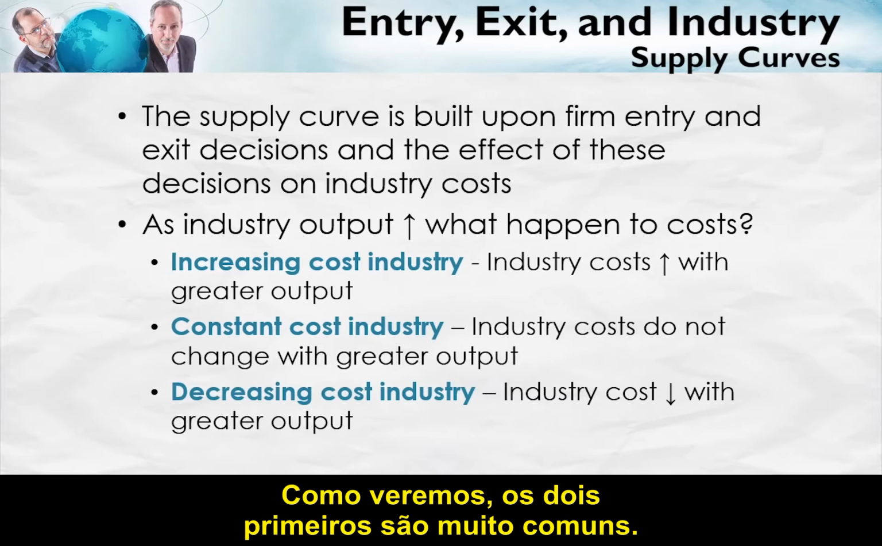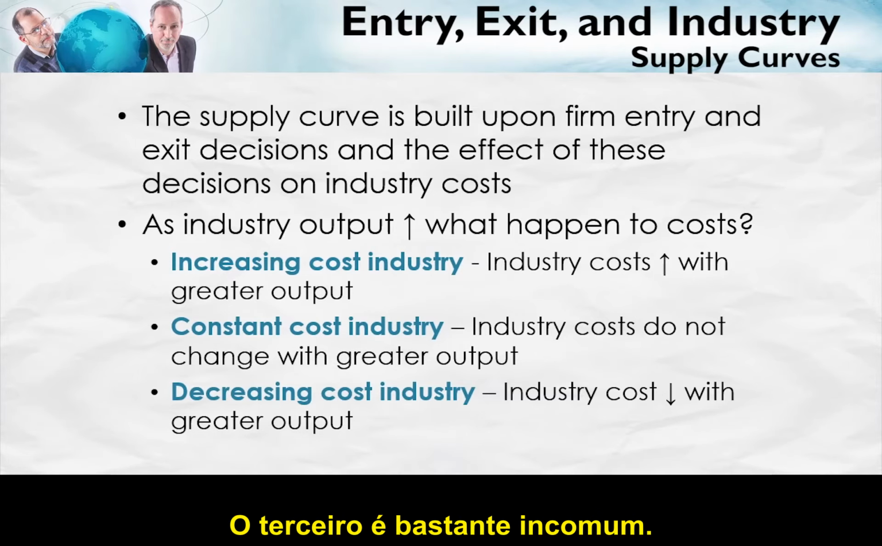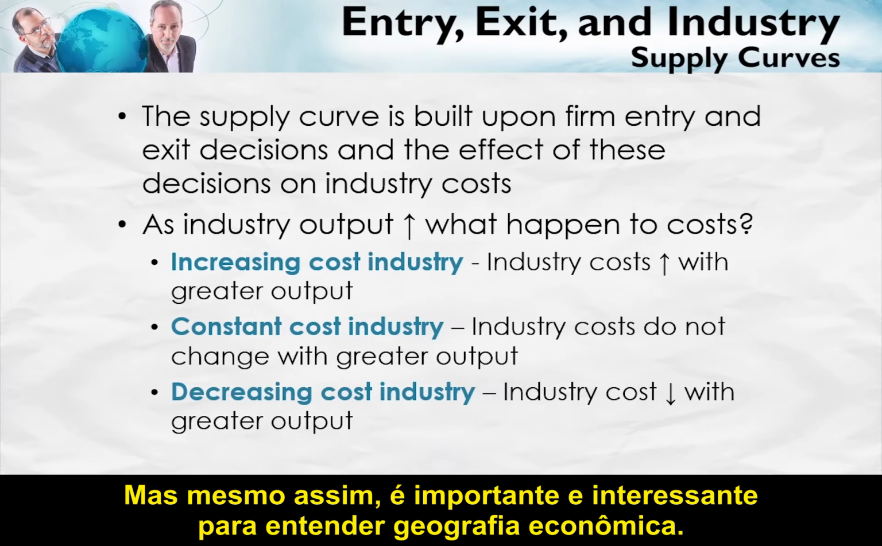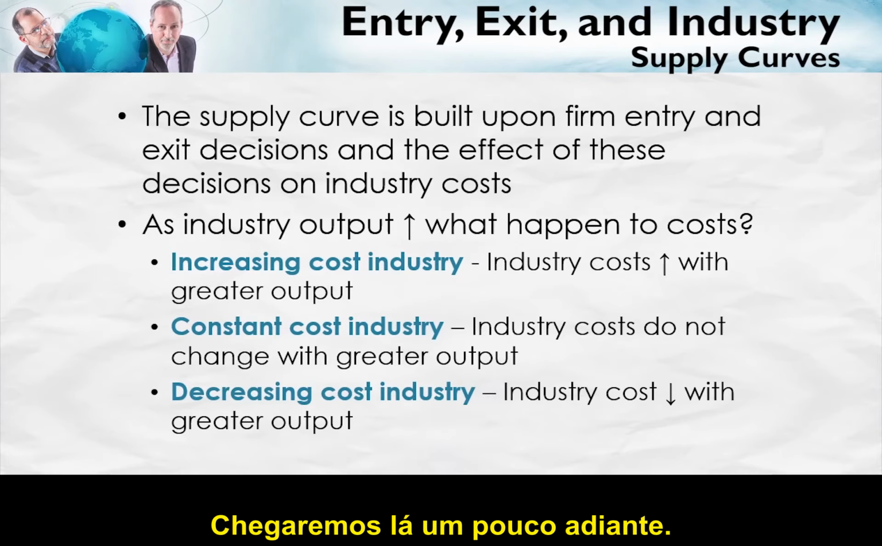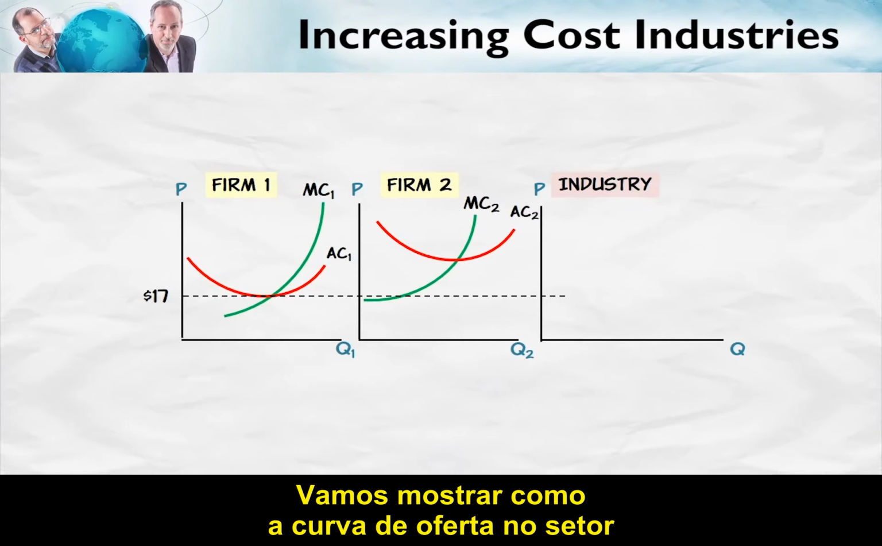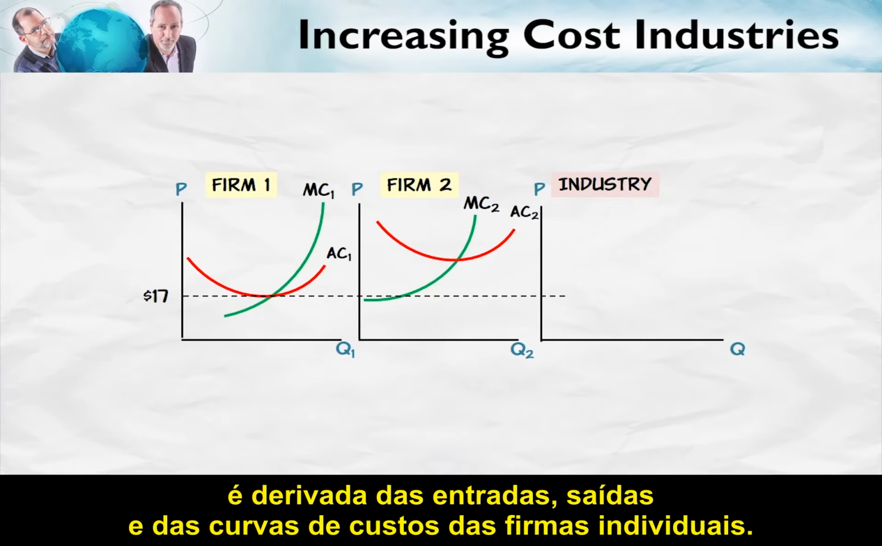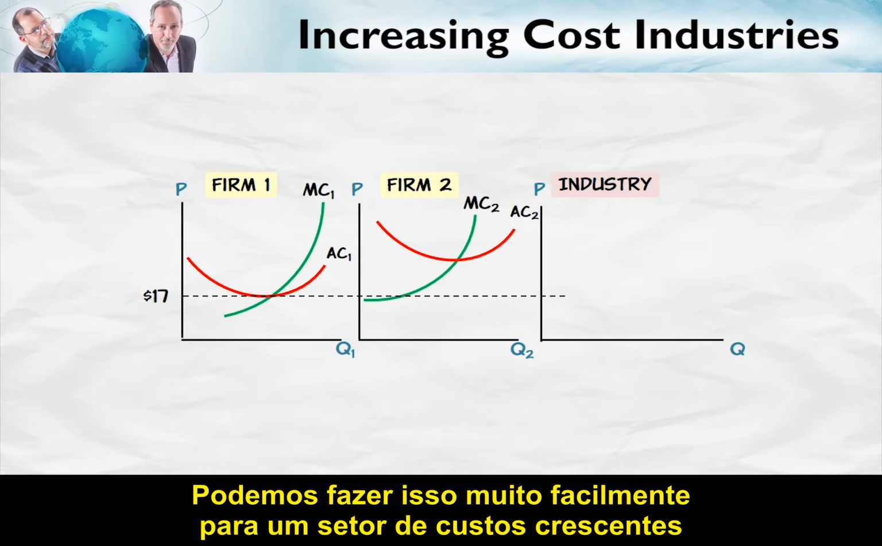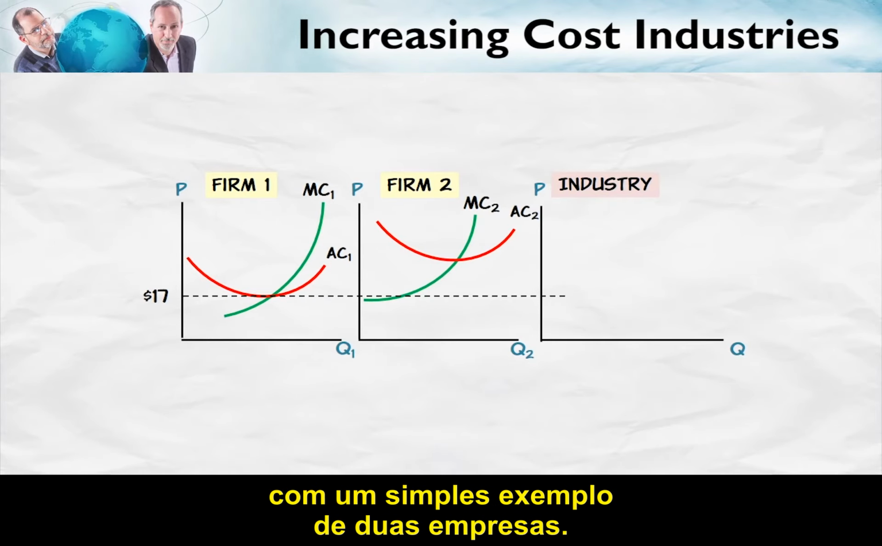As we'll see, the first and second are quite common. The third is quite uncommon, but is nevertheless important and interesting in order to understand economic geography, which we'll come to a bit later. Let's show how the industry supply curve is derived from the entry and exit and cost curves of individual firms. We can do this for an increasing cost industry very easily with just a two-firm example.